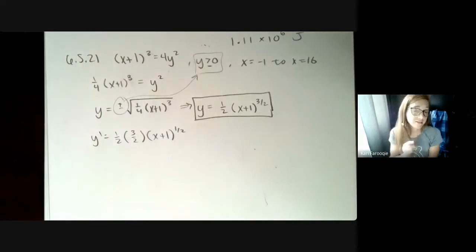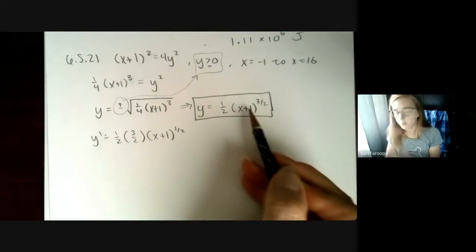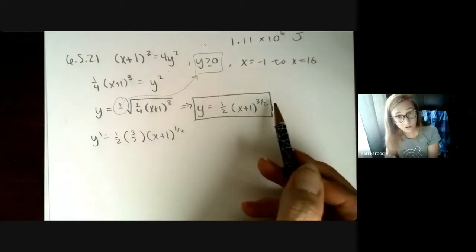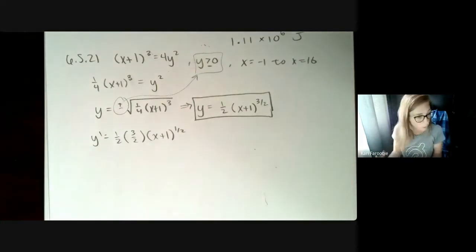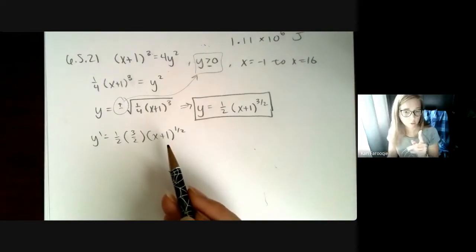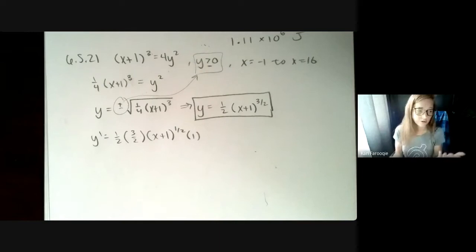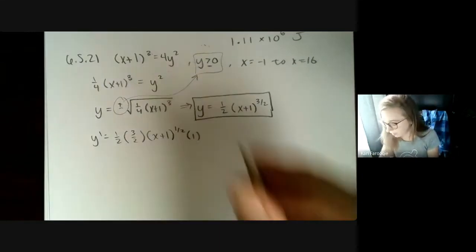Now, this is a situation where in Calc 1 you were taught to use the chain rule. Anytime you have a composite function where you're not just taking x to the 3/2, but it's now x plus 1 to the 3/2, we need to consider that we have a derivative of the inside function. However, the inside function has a derivative of 1. So in this case, yeah, we can say we used the chain rule, but you don't have to do that.